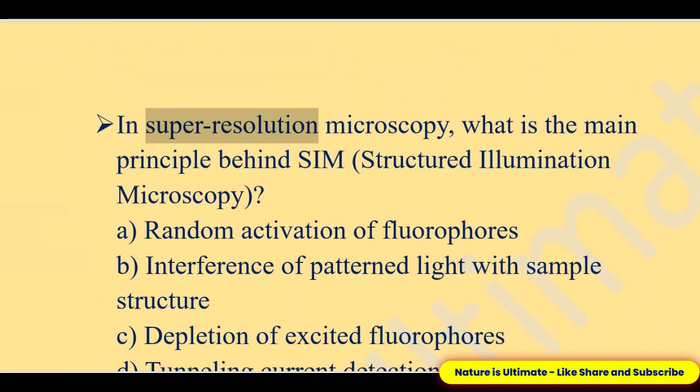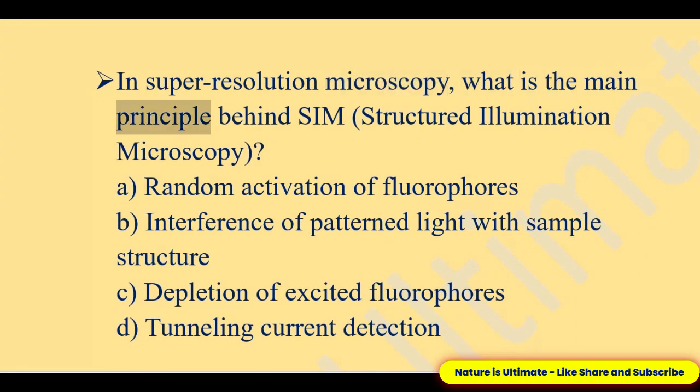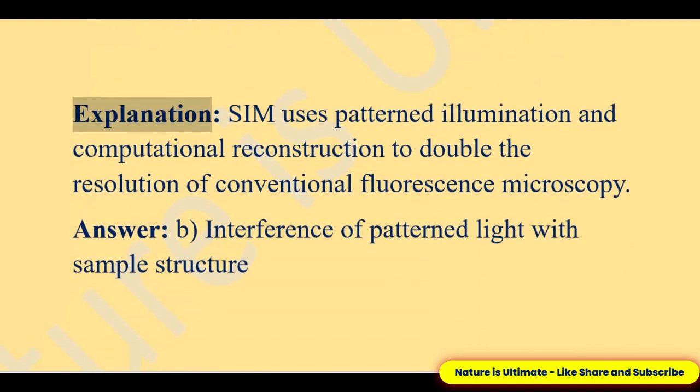In super-resolution microscopy, what is the main principle behind SIM, structured illumination microscopy? A. Random activation of fluorophores. B. Interference of patterned light with sample structure. C. Depletion of excited fluorophores. D. Tunneling current detection. Explanation: SIM uses patterned illumination and computational reconstruction to double the resolution of conventional fluorescence microscopy. Answer: B. Interference of patterned light with sample structure.